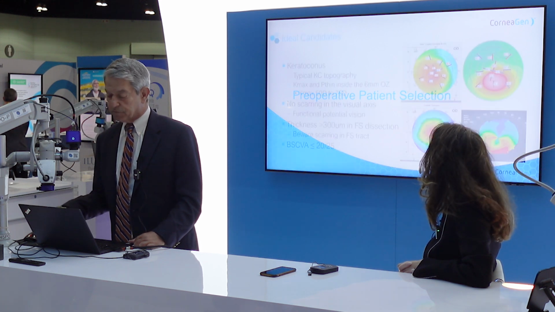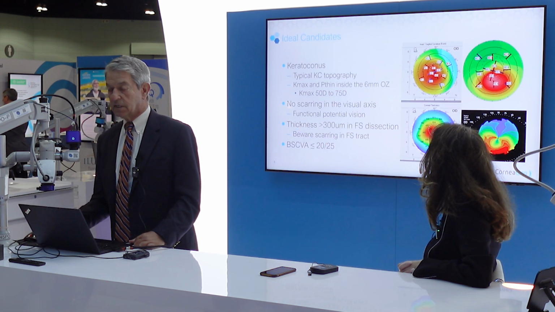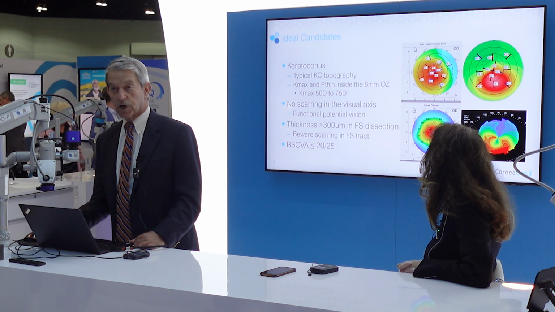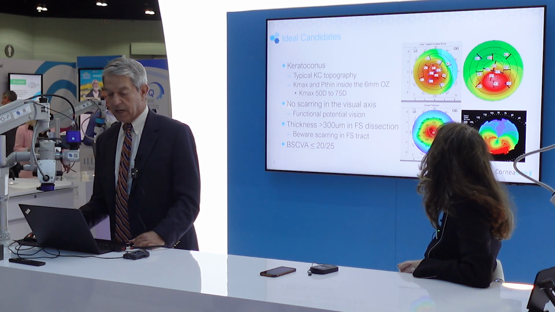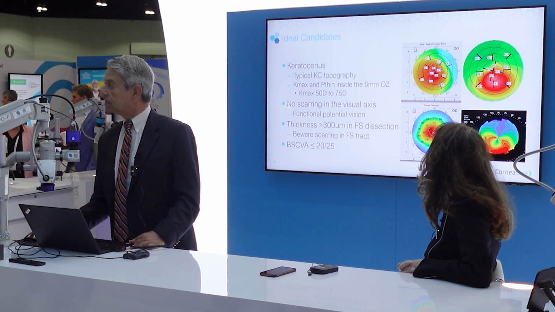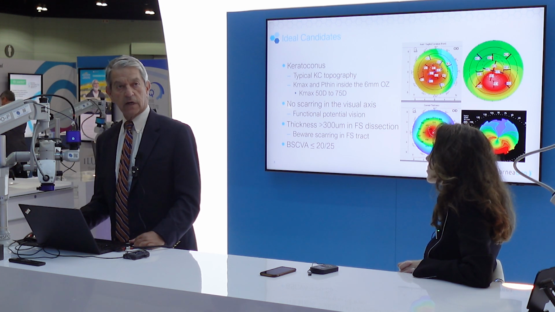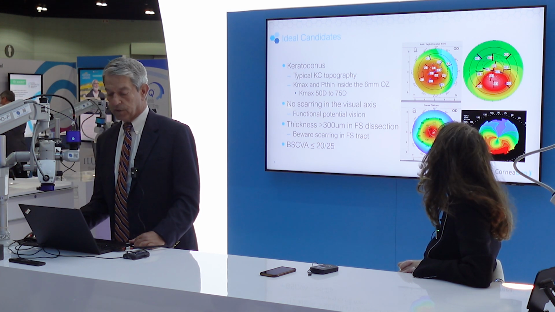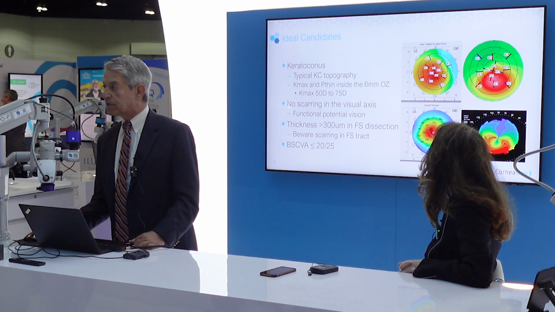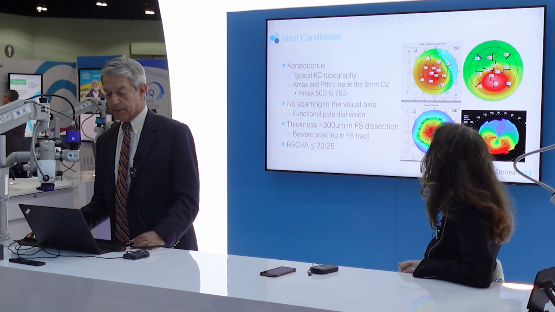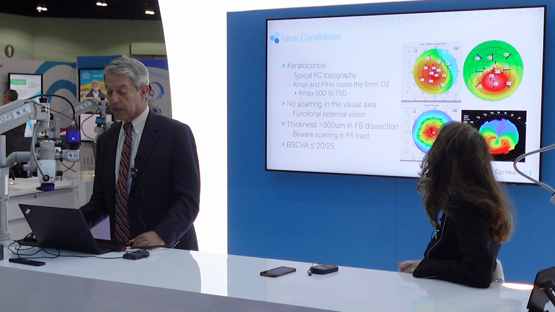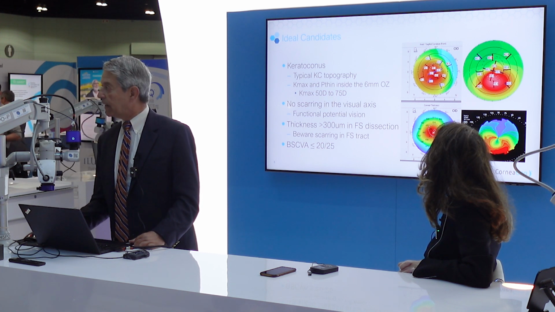CTAK, especially for your first cases, should be reserved for patients with typical keratoconus. So we like to look for the standard keratoconic pattern on corneal topography. That is, most of these patients have either central or inferotemporal steepening. We like to have the maximum keratometry and the thinnest pachymetry, that is really the center of the cone for your first case, inside the 6 millimeter diameter zone.